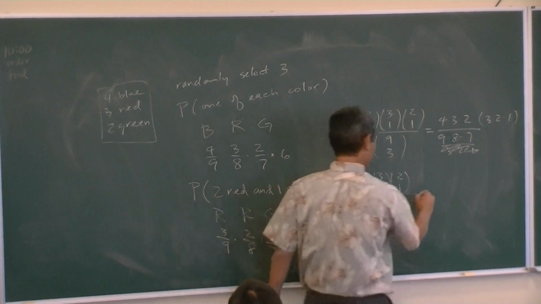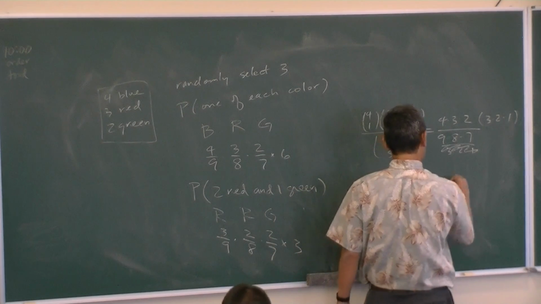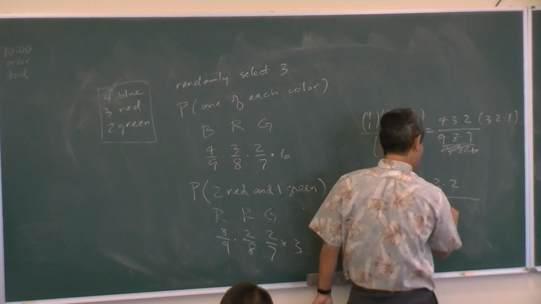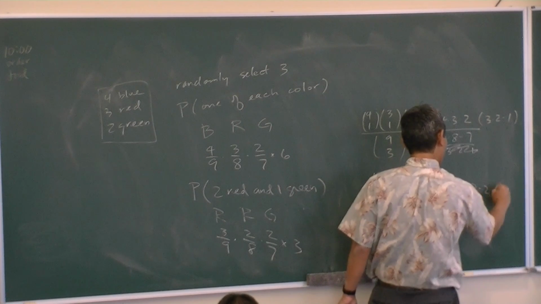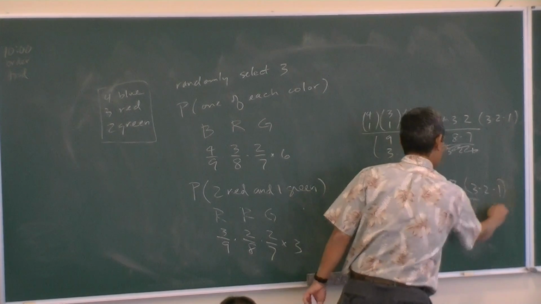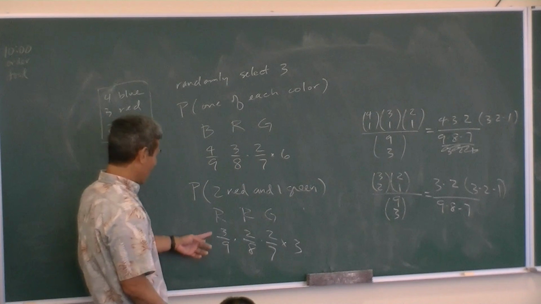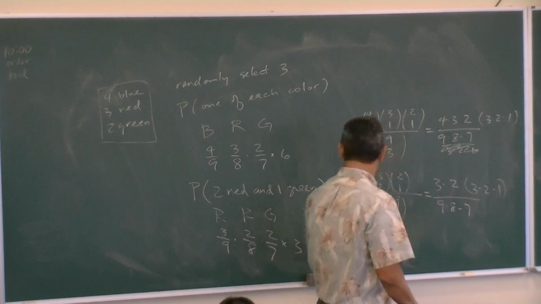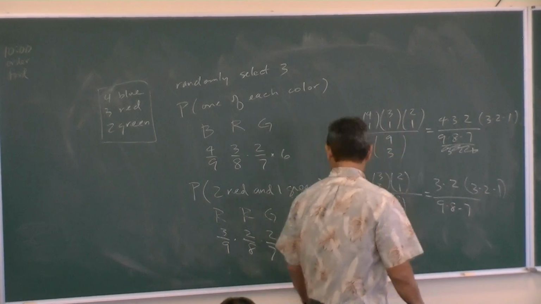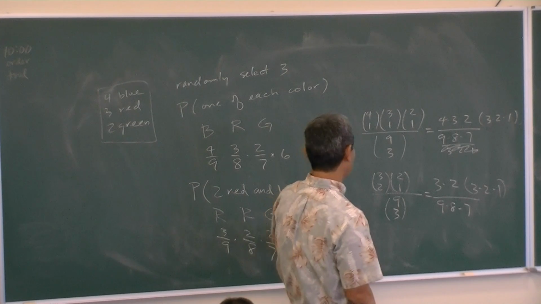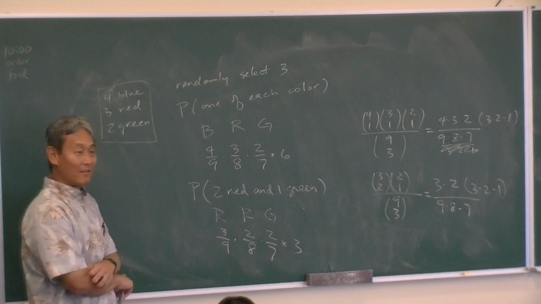Okay, let's compute this. 3 choose 2 is 3 choose 1, which is 3. 2 choose 1 is 2. 9 choose 3 is 9, 8, 7 over 3, 2, 1, but then the 3, 2, 1 comes back up here. Can you see that that's exactly the same as this? Look, 3 9ths, 2 8ths, 2 7ths, and then 3. It's exactly the same.